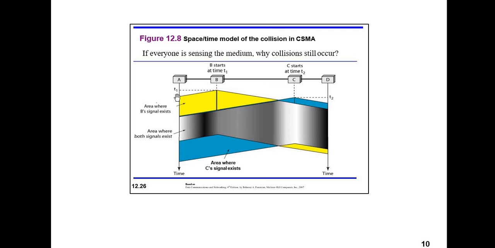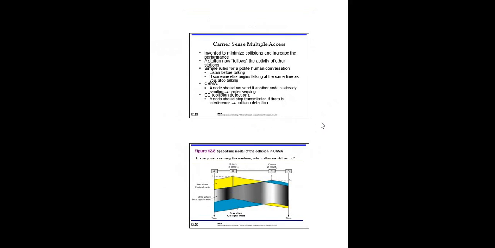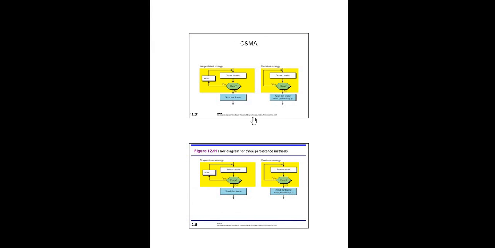So A transmits the data, B starts at time T1 itself, but A sees that B transmits the data a little later, B sees that A transmits the data later. So here C also starts to send the data, but it finds that the link is used by A and B a little later. That is the reason collision occurs in CSMA.